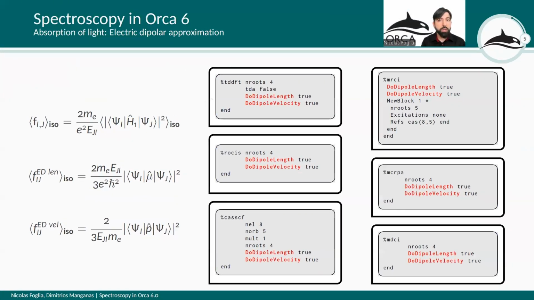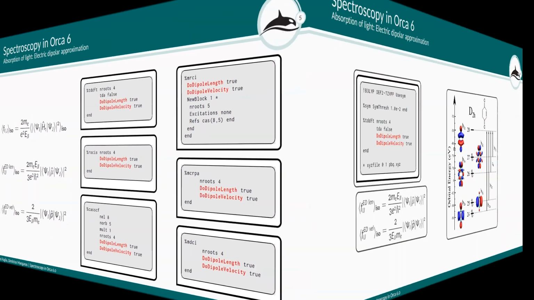For example, to request the calculation of the absorption spectrum under an electric dipolar approximation, now you just have to include the keyword DoDipoleLength if you request to use the length formulation, or DoDipoleVelocity if you request to use the velocity formulation. And this applies to all ORCA modules.